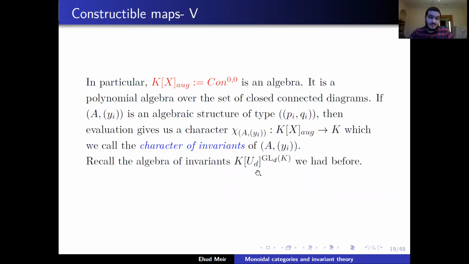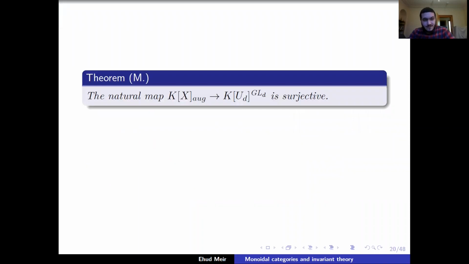Now, recall that before we had the algebra of invariants, K[U_d]^{GL_d(K)}, that we spoke about before. And we have a natural map from this algebra to K[U_d]^{GL_d(K)}, from this kind of universal algebra that just has diagrams into the algebra of invariants. Okay, so the first theorem is that this map is actually surjective, and this I proved using mostly Schur-Weyl duality. And the idea is to show that everything in here you can describe using some diagrams. Of course, there is a kernel here that is quite complicated.